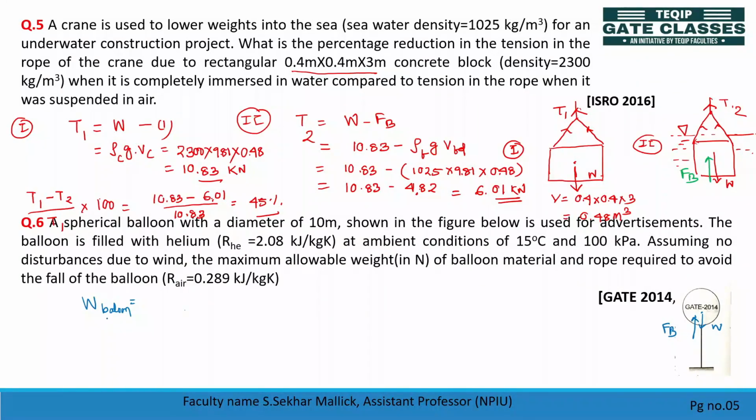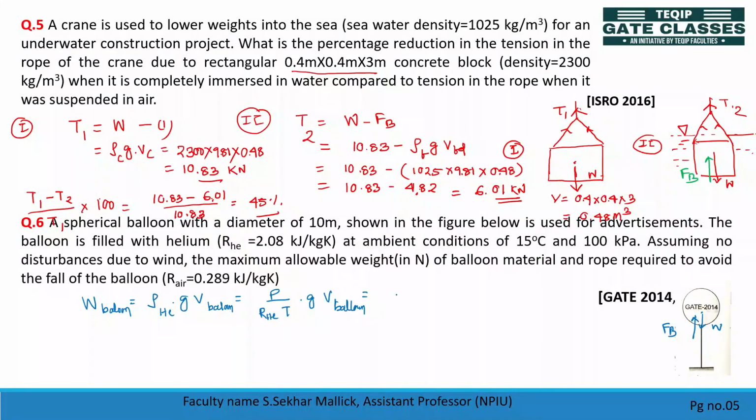So let's find weight of balloon. What is weight of balloon? Weight of balloon is rho of helium times g times volume of balloon, since inside balloon you have helium, right? So what is rho of helium? Can I write rho equal to P by RT? So P by R of helium into T into g into volume of balloon.